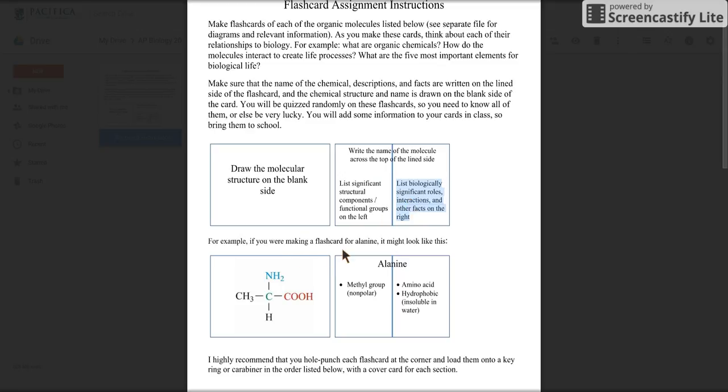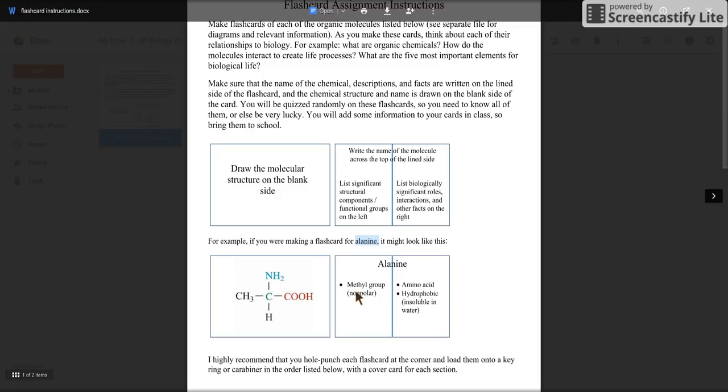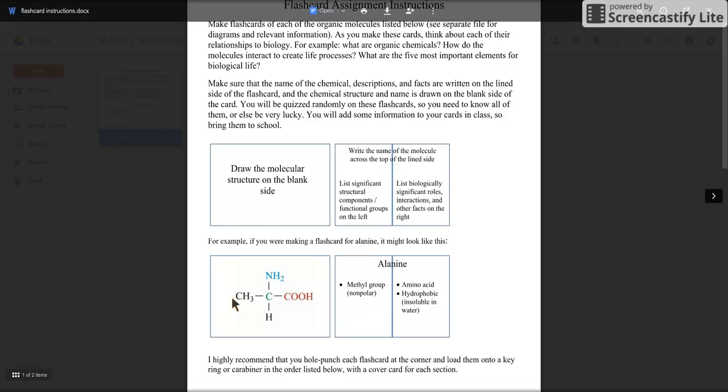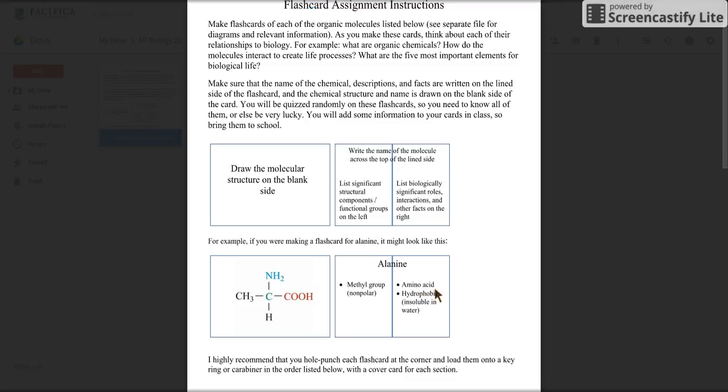For example, let's say you were making a flashcard for alanine. On the left, obviously draw it. Then on the left, write down that it has a methyl group. There's the methyl group right there. Then you would want to write down that that makes this a nonpolar molecule. I mean, it's polar. Never mind, we'll talk about that in class. But this part, the methyl group, is nonpolar. On the right side, you want to say, why is this significant? It's significant because it's an amino acid. In particular, it happens to be a hydrophobic amino acid.